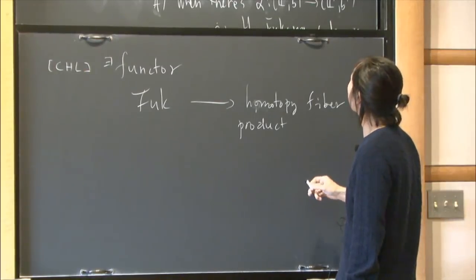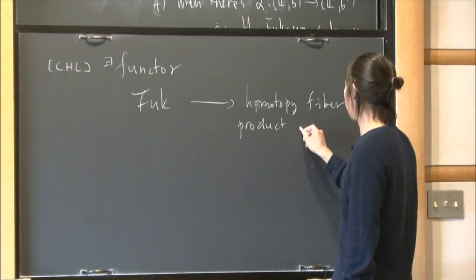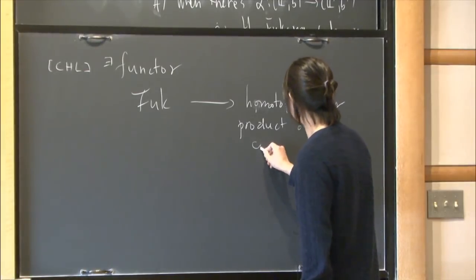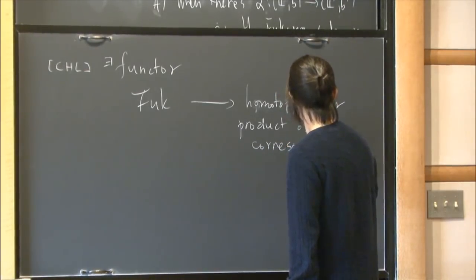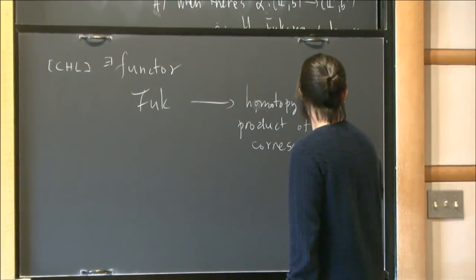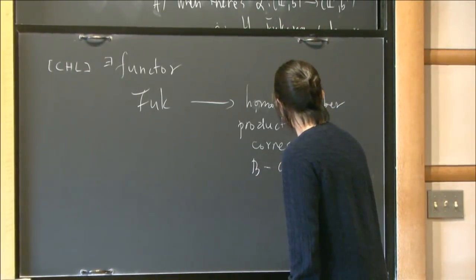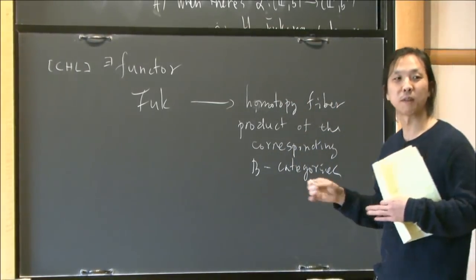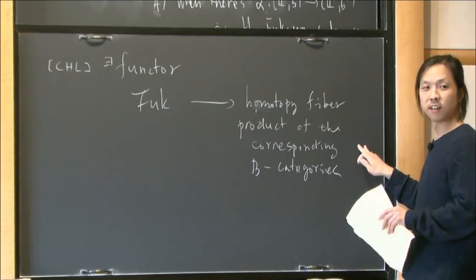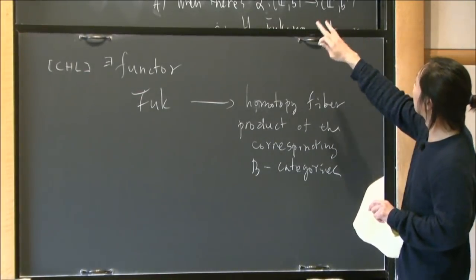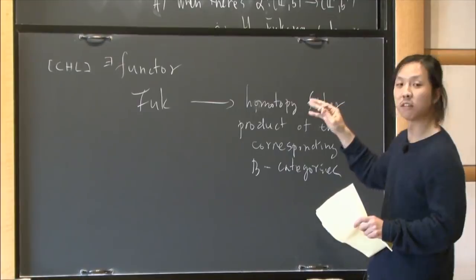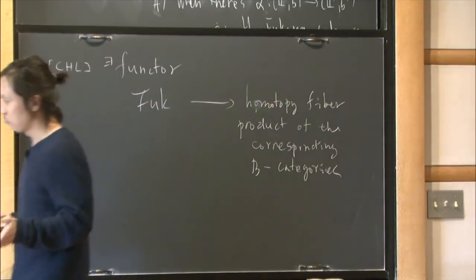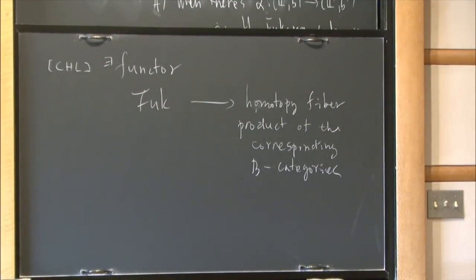How do I call it? Homotopy fiber product of the corresponding B-side categories. Today I'm more into construction of the mirror itself, so I'm not going to talk about this direction that much. But anyway, if you have this gluing, then automatically you have this functor as well. That hopefully establishes homological mirror symmetry in good cases. But anyway, let's focus on the mirror construction itself for today.